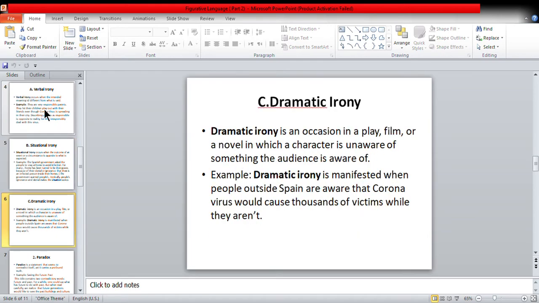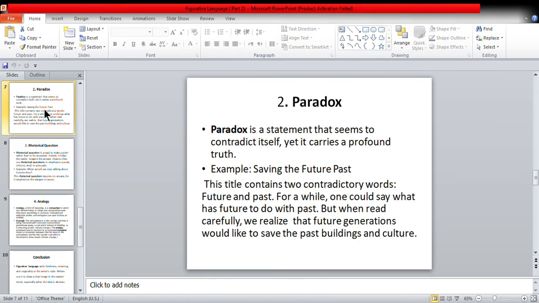The third type of irony is dramatic irony. Dramatic irony is an occasion in a play, film, or a novel in which a character is unaware of something the audience is aware of. Example: dramatic irony is manifested when people outside Spain are aware that coronavirus would cause thousands of victims while they aren't.